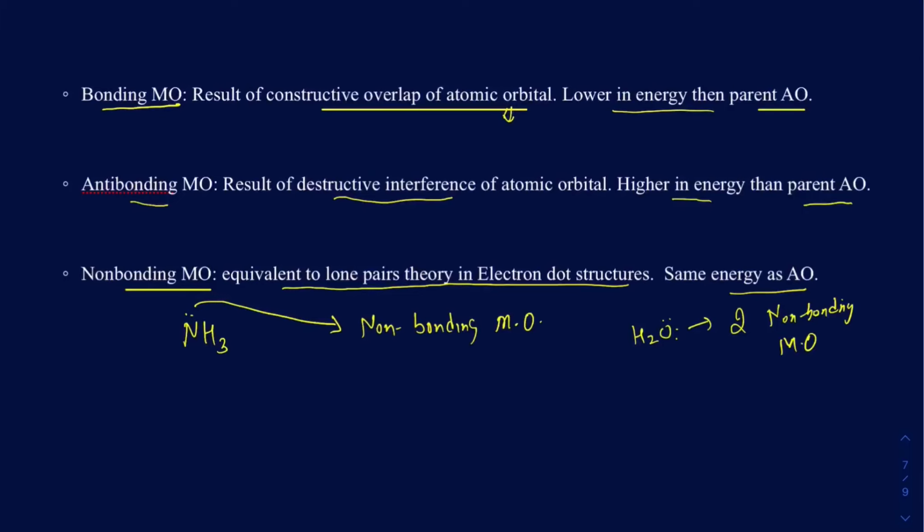So the short term for the bonding molecular orbitals you may see is BMO, that's bonding molecular orbitals. For the antibonding it's going to be ABMO, so it's anti-bonding molecular orbital. For the non-bonding it's going to be NBMO, so non-bonding molecular orbitals.